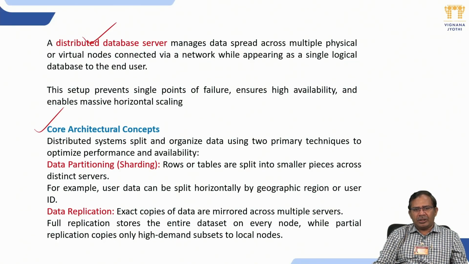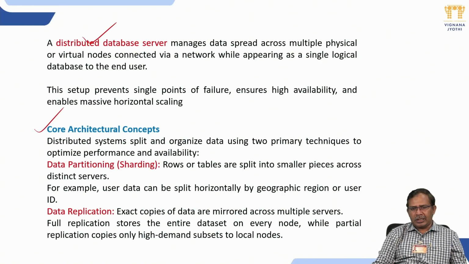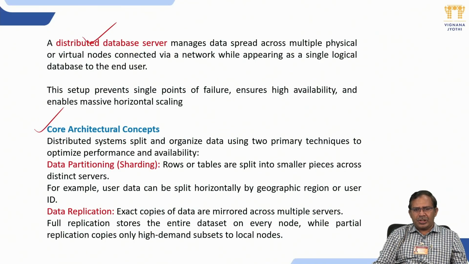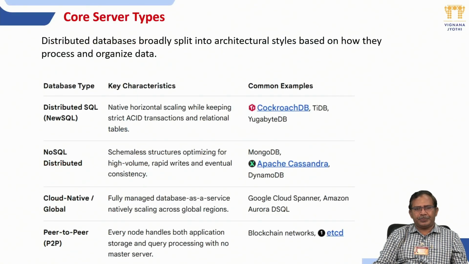Data replication states that copies of data are mirrored across multiple servers. Full replication stores the entire dataset on every node, while partial replication copies only high demand subsets to local nodes. So based on the need, they will conduct the replication instead of fully replicating. Here there are core server type aspects within the distributed client server environment, where the database type is the first column, key characteristics is the second column, and examples are the third column.